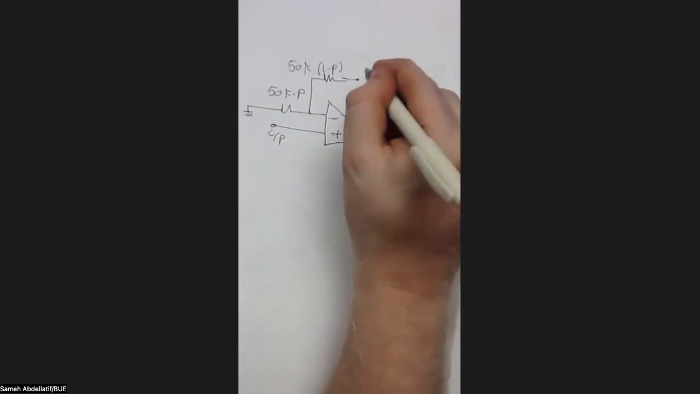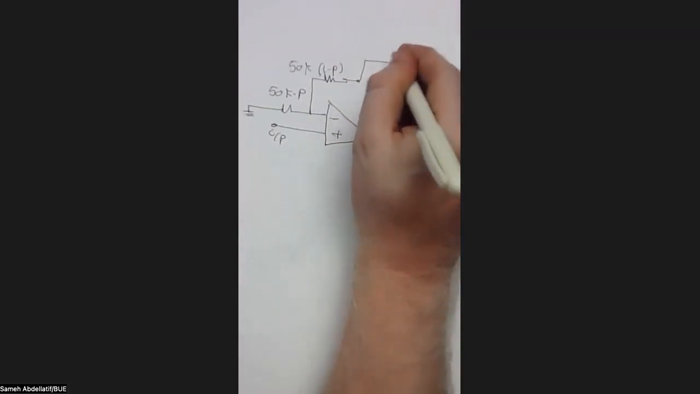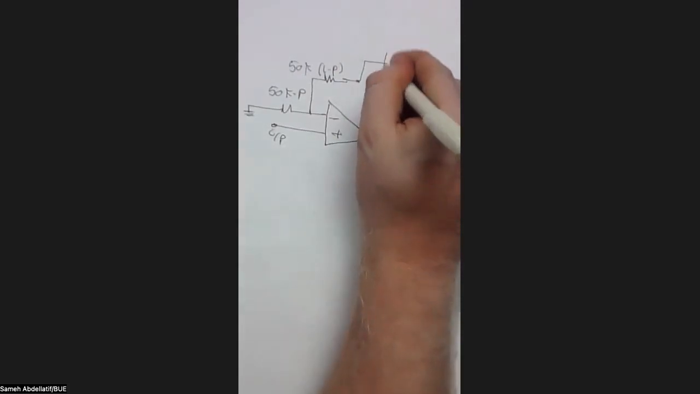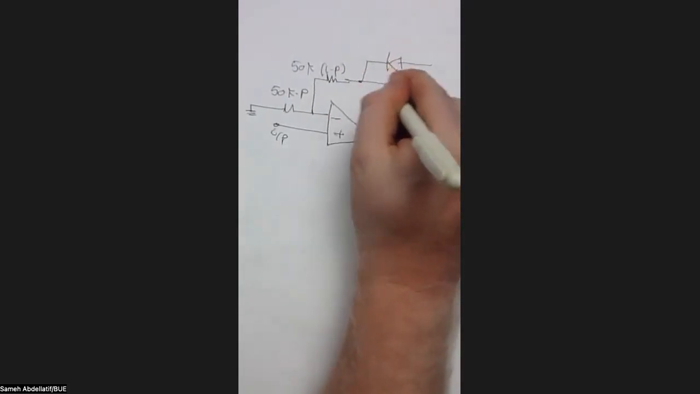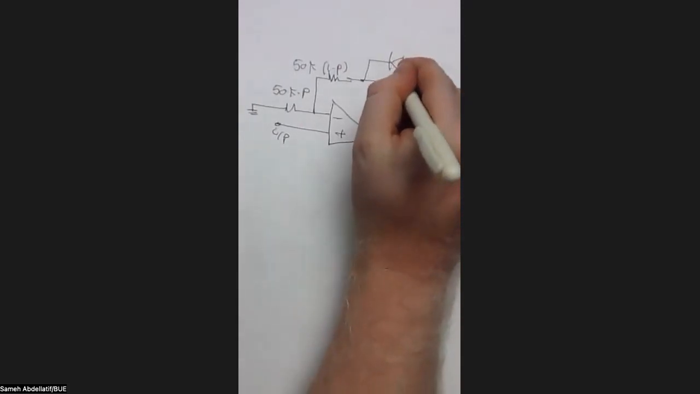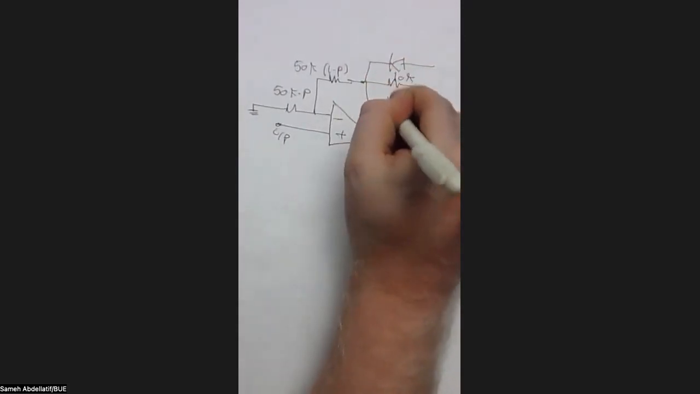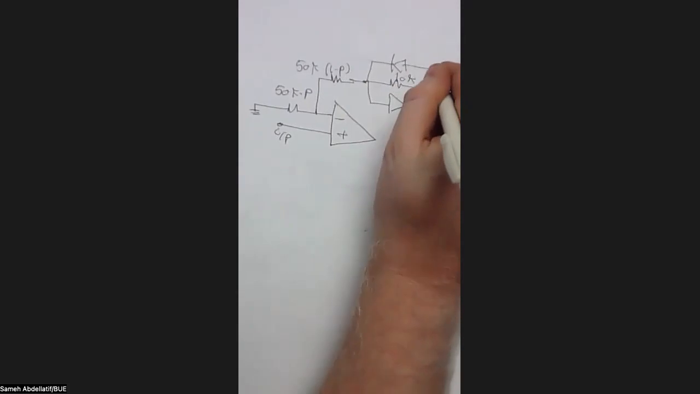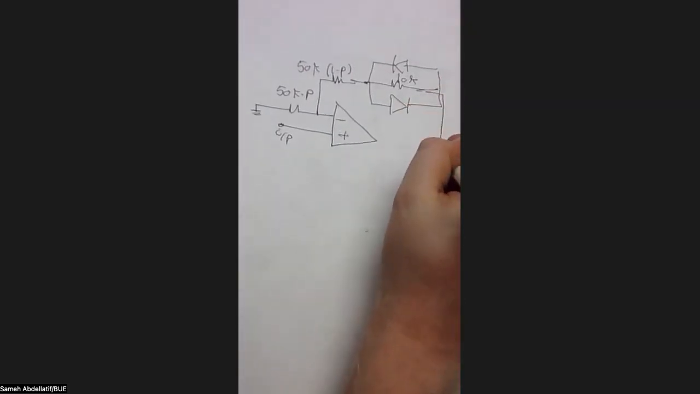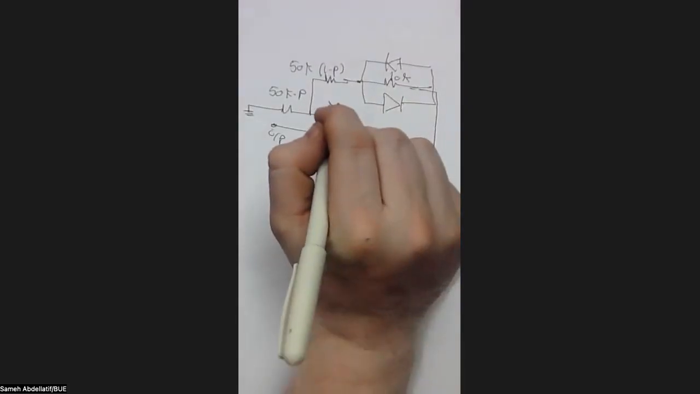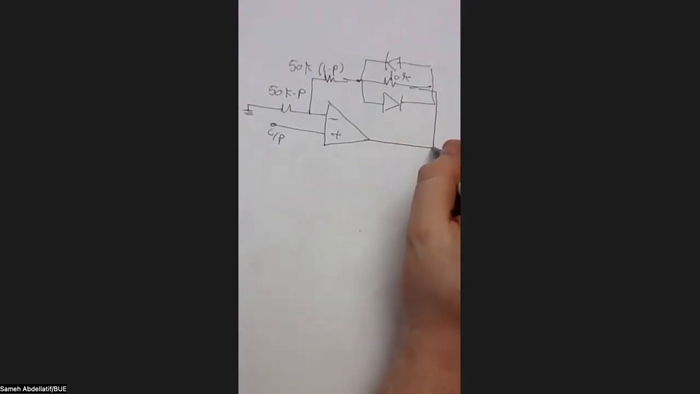So at this point, you have 3 branches. You have a reverse diode, a resistance, which is 10K, and a forward diode. So this is a combination. And then we have the feedback network.